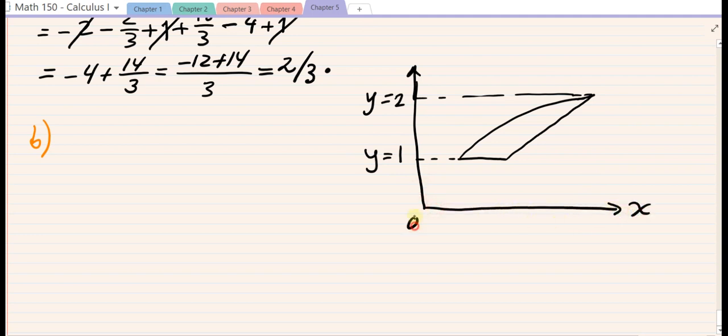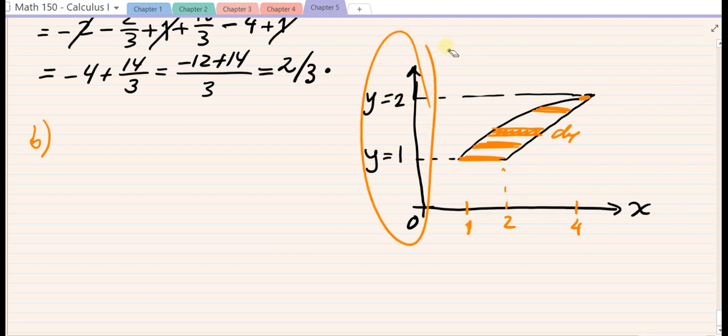And here's x. Okay, now using horizontal rectangles. These horizontal rectangles are going to go like this, right? There's one of them. The width is going to be dy. There's another one. Here's another one. There is another one. So that's the start of it. This would be the end of it up top. The numbers were 1, 2, 4 along the x-axis. Now, those don't matter because we're looking at everything projected onto the y-axis.